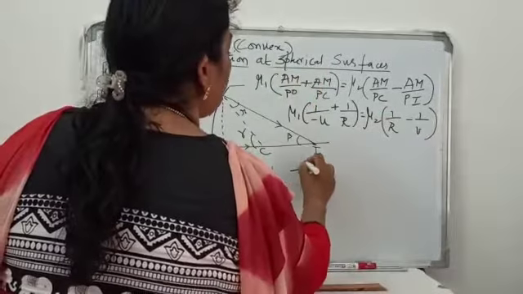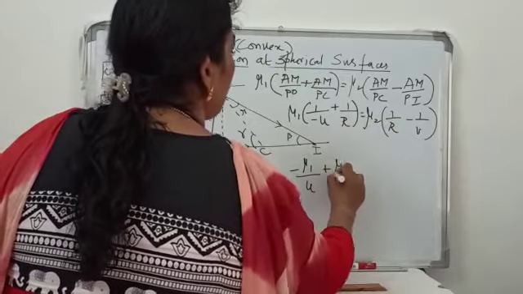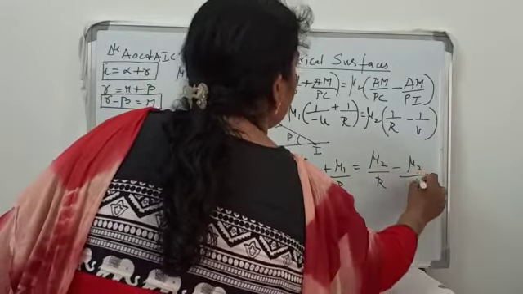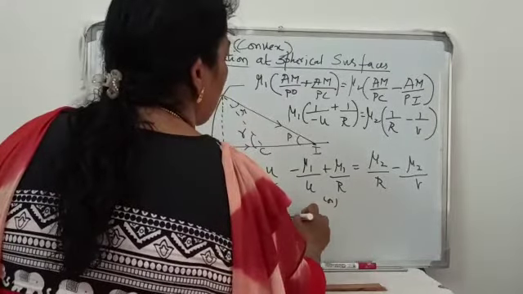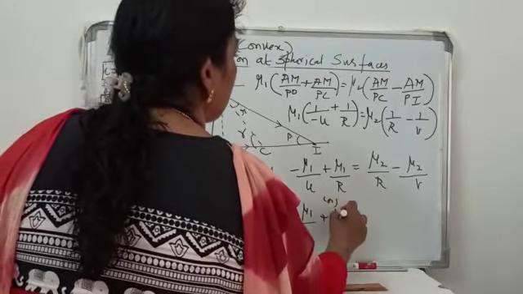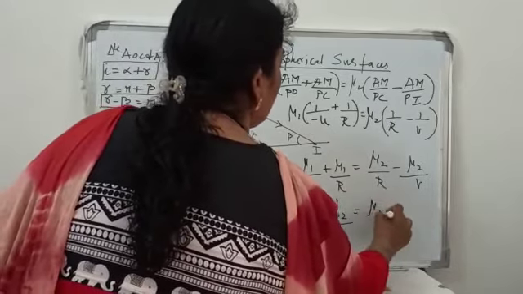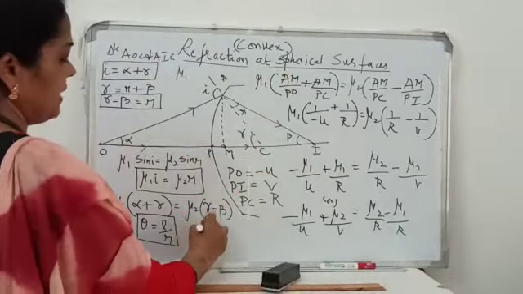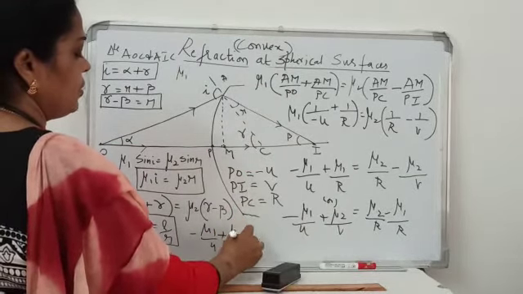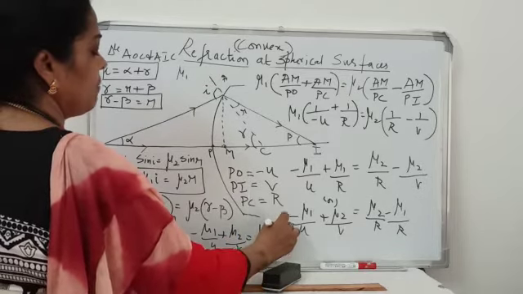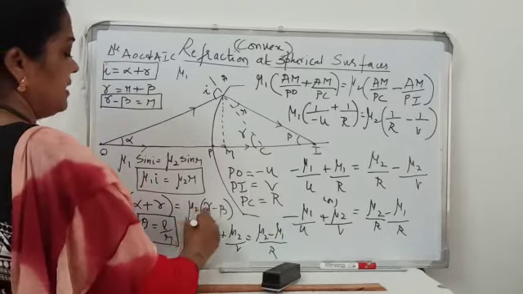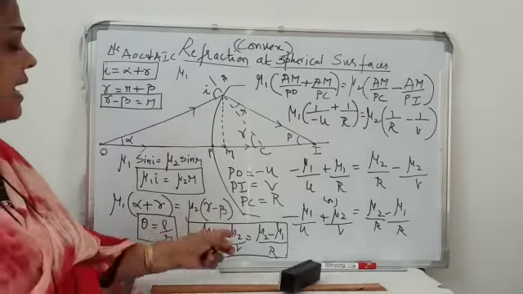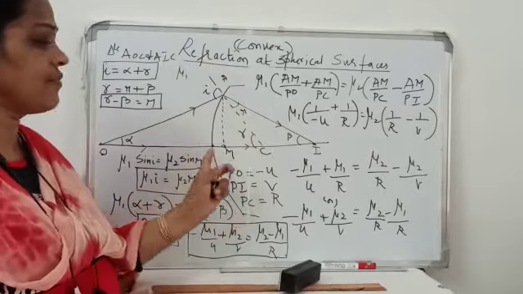When we solve this, we get minus mu1 by u plus mu1 by R equal to mu2 by R minus mu2 by v, or minus mu1 by u plus mu2 by v equal to mu2 by R minus mu1 by R, or we write it as minus mu1 by u plus mu2 by v equal to (mu2 minus mu1) by R. This is the relation between refractive index, radius of curvature, the object distance and image distance for a spherical convex refracting surface.